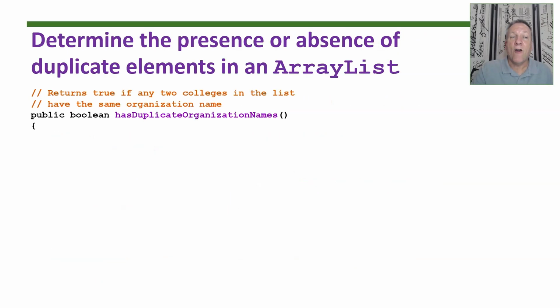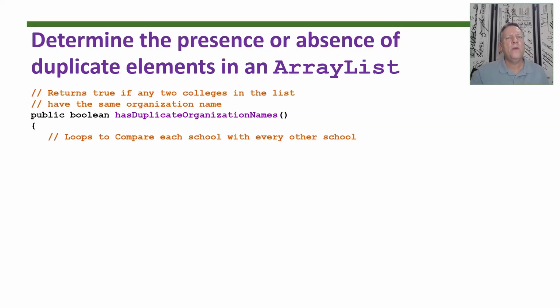All right. Our last one is let's determine the presence or absence of duplicate elements in our array list. So we're going to write a method called hasDuplicateOrganizationNames. This is a Boolean method as well. And it's going to return true if any two colleges in the list have the same organization name, which is what they refer to for the college or university. It'll return false otherwise.